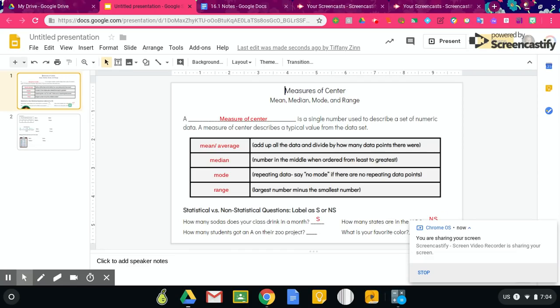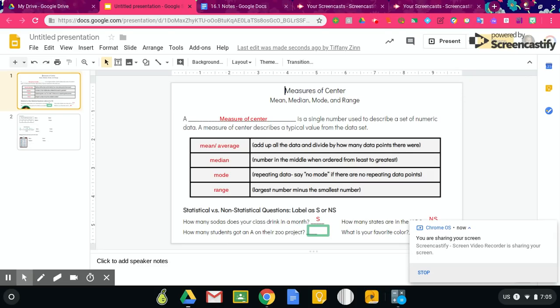What's your favorite color? If you have to ask a question that doesn't give you responses that are numbers, then it's for sure non-statistical. Because in order to work with statistics, you have to have people respond with number answers, not colors. And then the next one, how many students got an A on their zoo project?